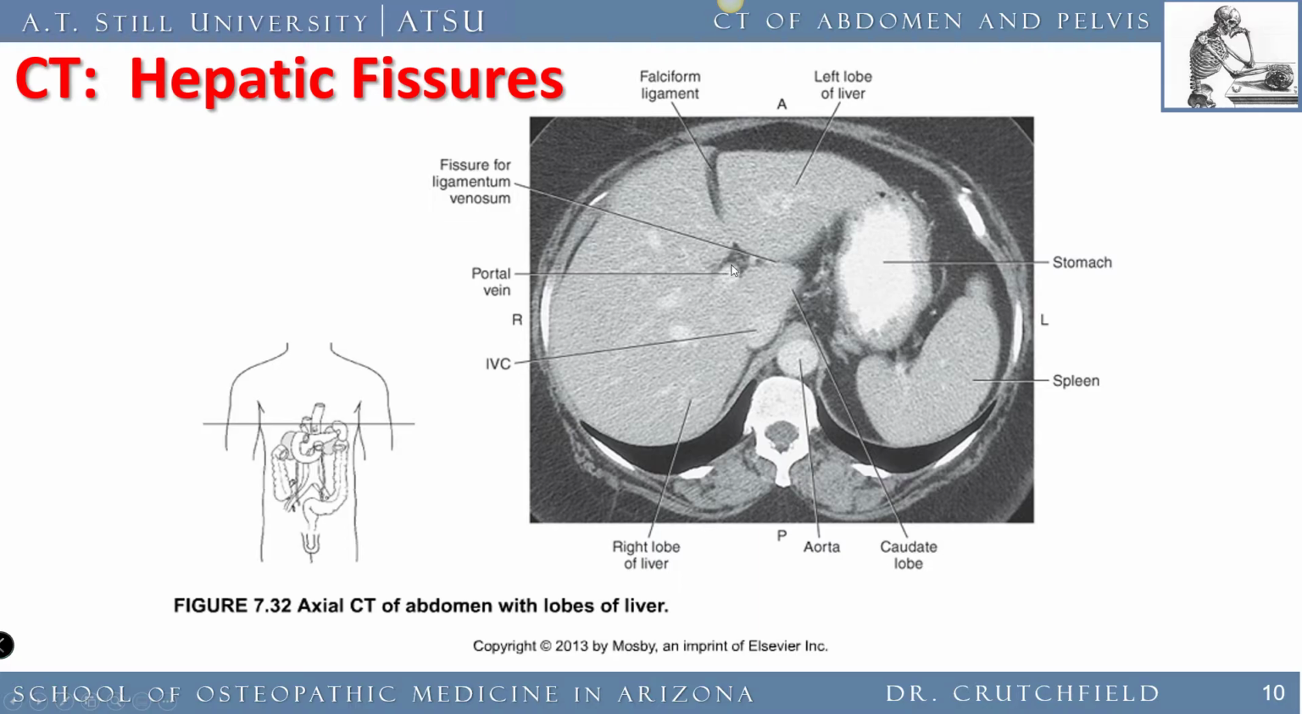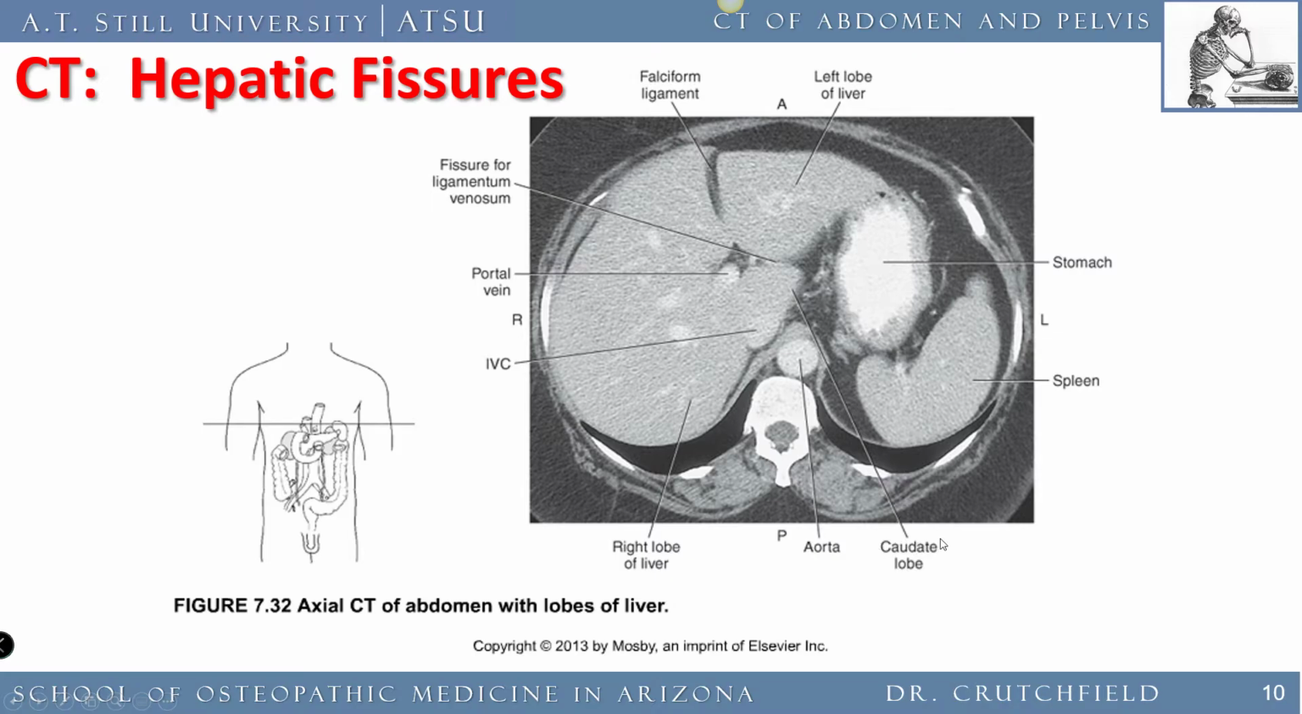Portal vein can be seen in those fissural cracks that we see there. And then the falciform ligament is located here. And it's the falciform ligament that separates the liver into a surgical left lobe and right lobe. But remember, it's the inferior vena cava that actually splits the liver into anatomic left and right sections.